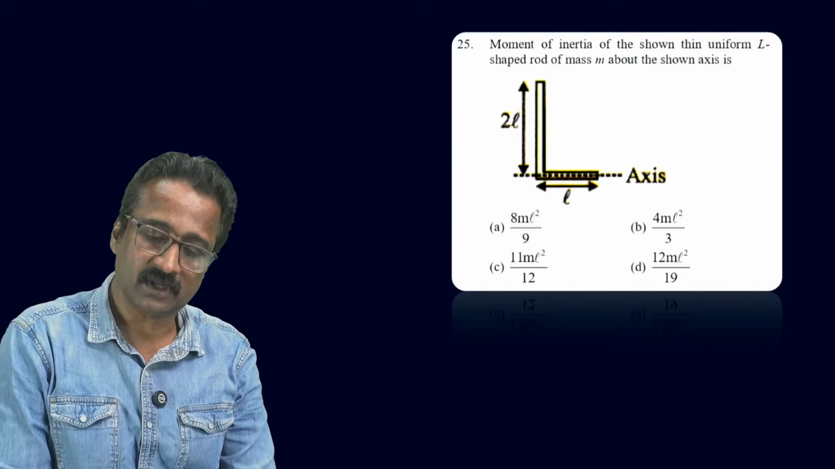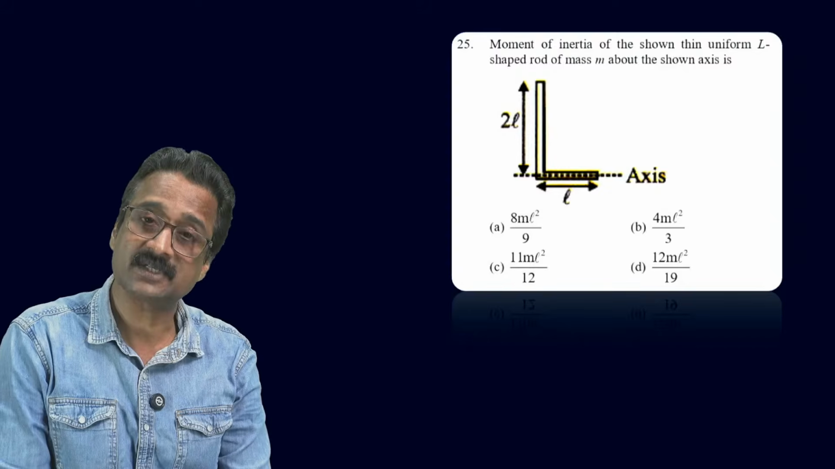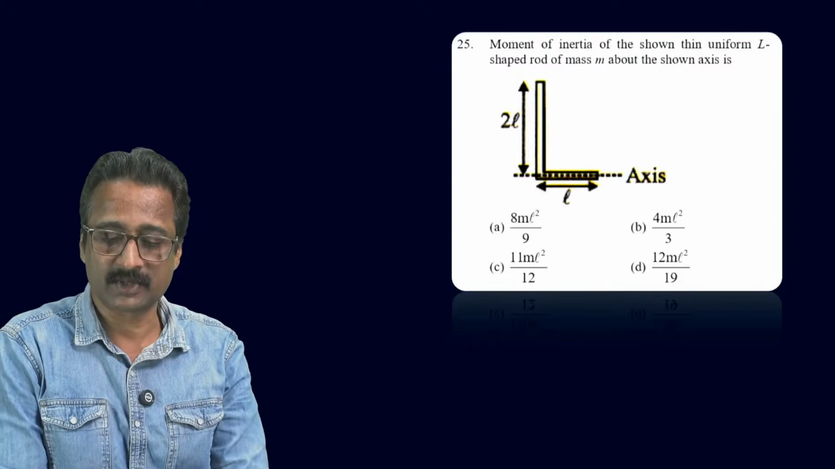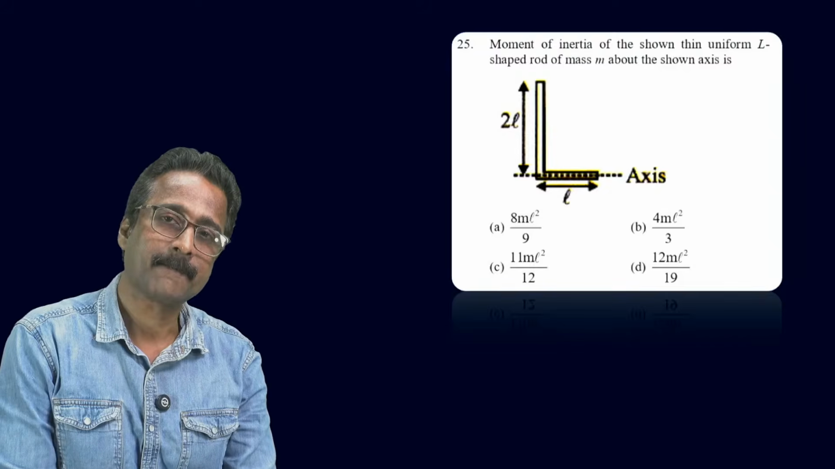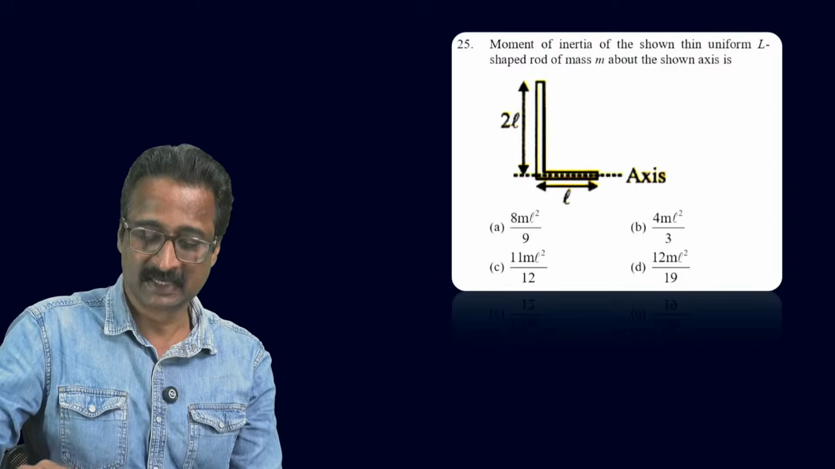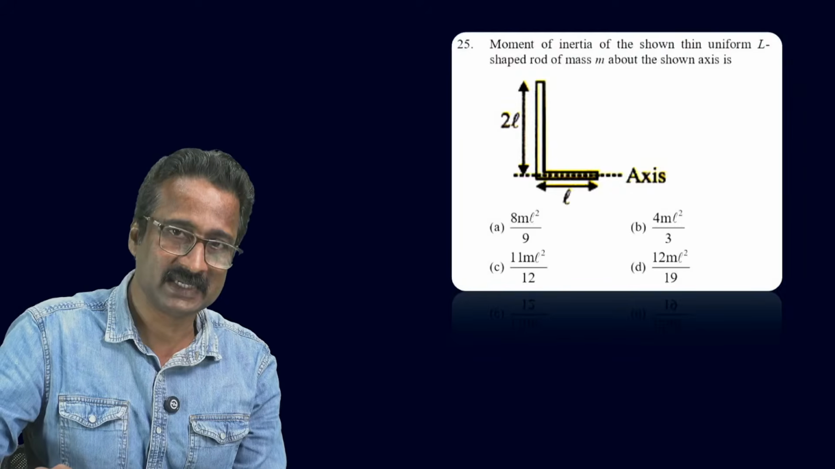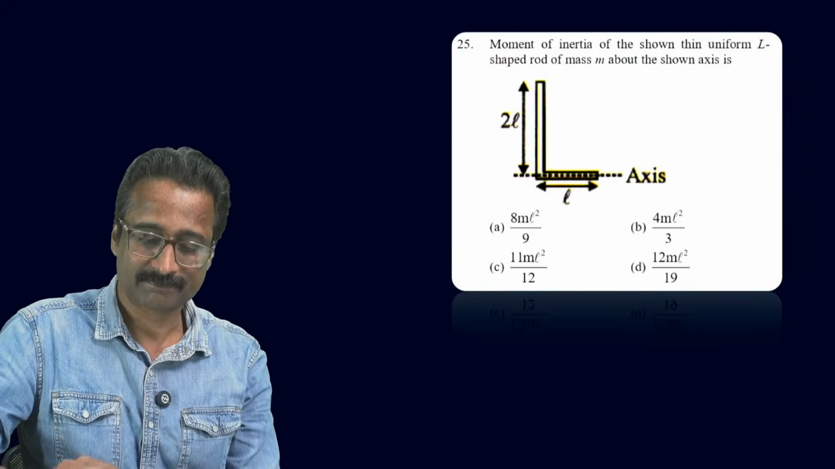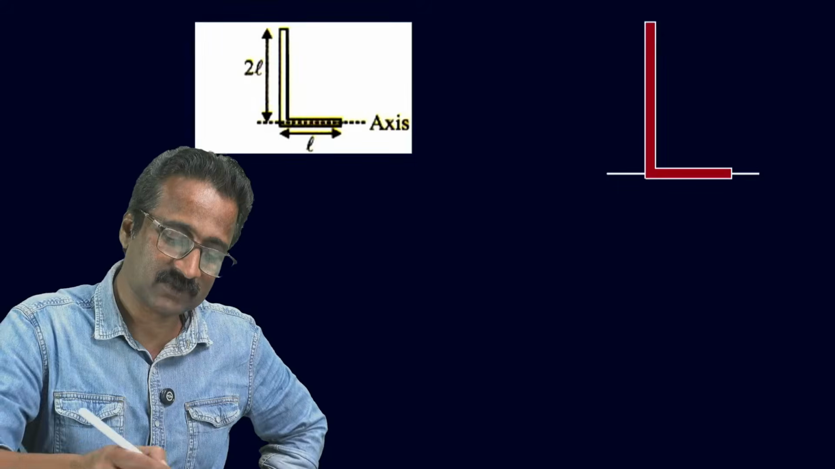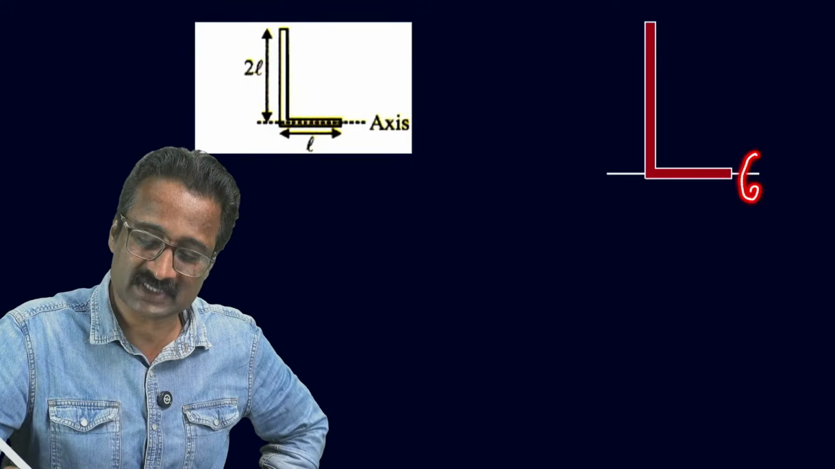Moment of inertia of the shown uniform L-shaped rod of total mass M, rotating about the shown axis. It's a full rod bent in the form of an L, but the total mass is supposed to be m. Let us see what is the moment of inertia about this axis. The whole thing is rotated about this axis.